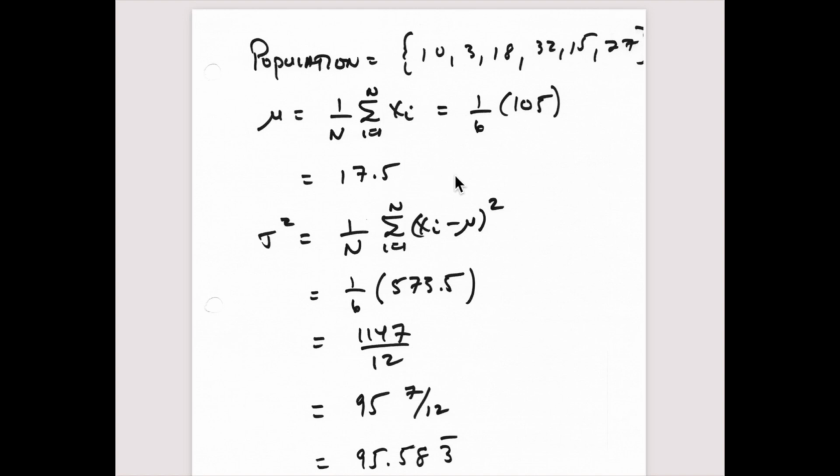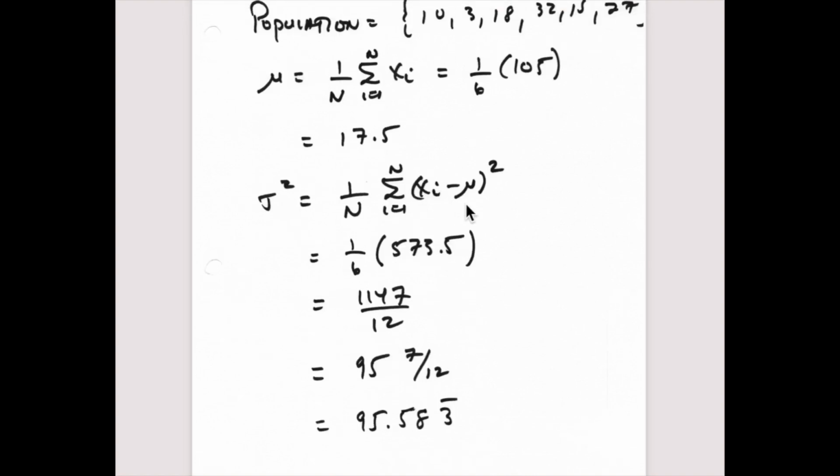Once we have that, then we can calculate the population variance. To do that, we subtract 17.5 from each of the values in the population. We square those values, add the squared deviations up, and divide by capital N, which is 6. All right, and so the sum of the squared deviations of each of the values in the population from the mean is 573.5, and we divide that by 6.